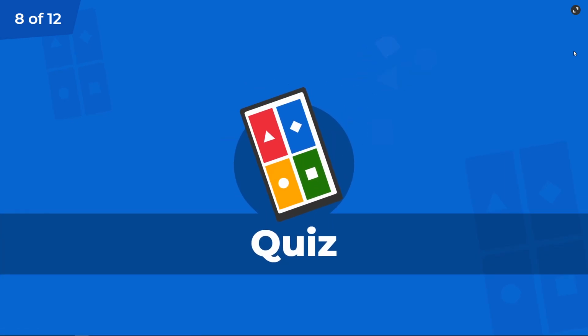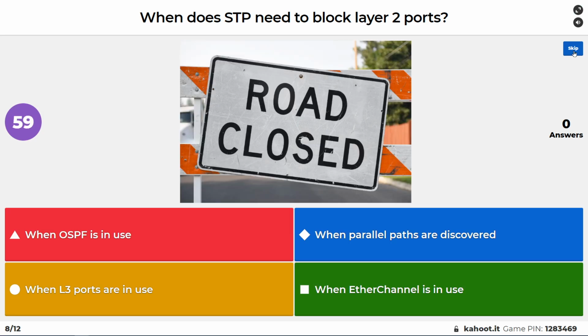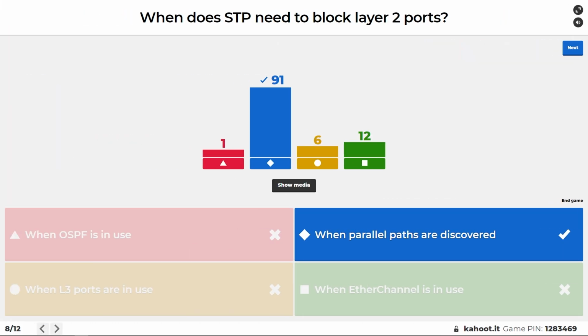Question number 8, and then we'll take a look at the scoreboard at the end. When does spanning tree protocol need to block layer 2 ports? All right, and Constantine is mentioning regarding the output, the P. Let me just bring up a camera for this. Let me bring up that one.